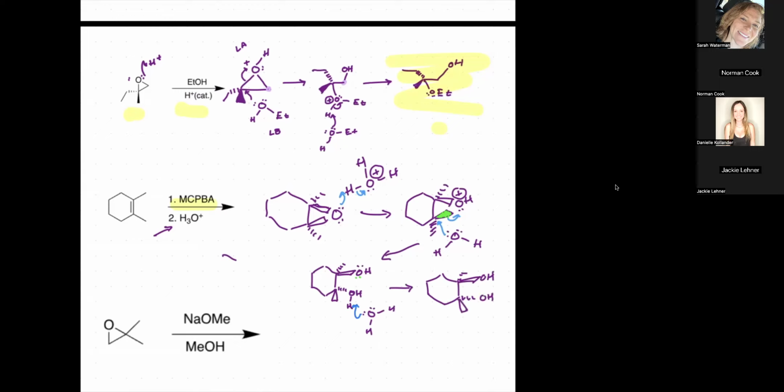And then this is obviously plus minus because you could get it either way, right? Like the epoxide could be on either side. So whichever side it ends up going on is whatever side of the product it would be. So it's plus minus.